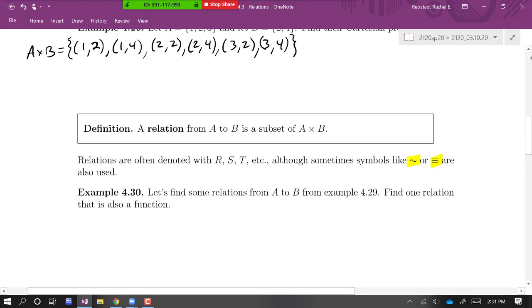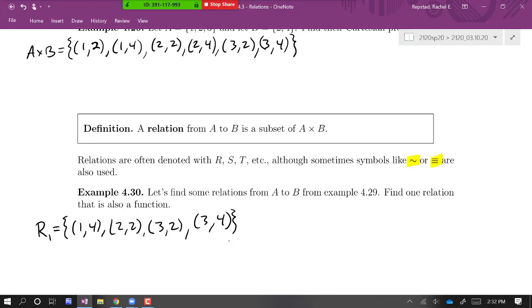So there we have the Cartesian product of A and B up there. Let's find some relations from A to B. Let's say R1. A relation is just a subset of this Cartesian product. So for example, maybe I pick (1, 4), (2, 2), (3, 2), (3, 4). I just picked some elements from the set.